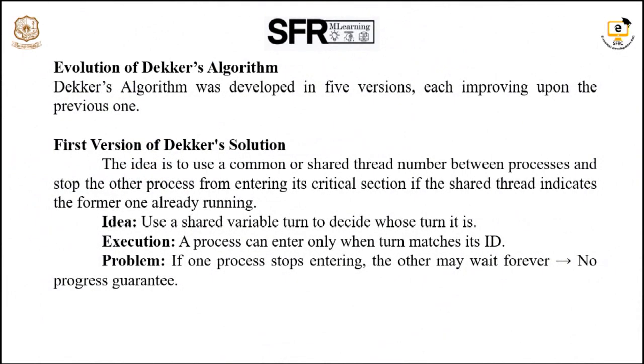So first we come across the evolution of the Dekker algorithm. It has five versions: first, second, third, fourth, fifth. In the first version of Dekker's algorithm, the idea was to share a variable, turn, and execution proceeds only when the turn matches the process ID. The problem is that if one process is not entering, the other may wait forever, so progress is not guaranteed.